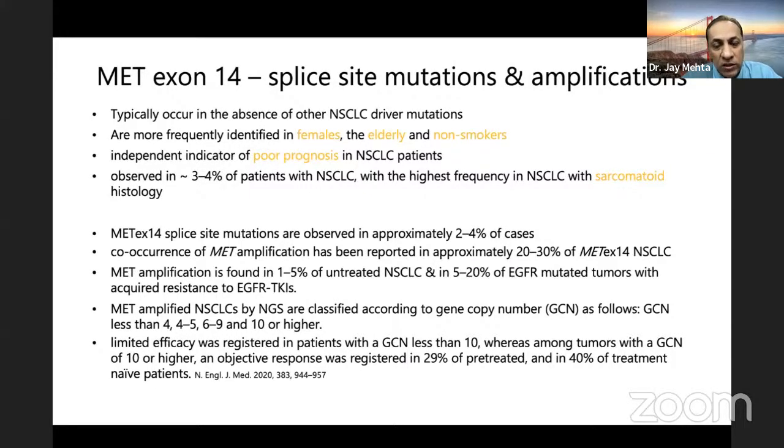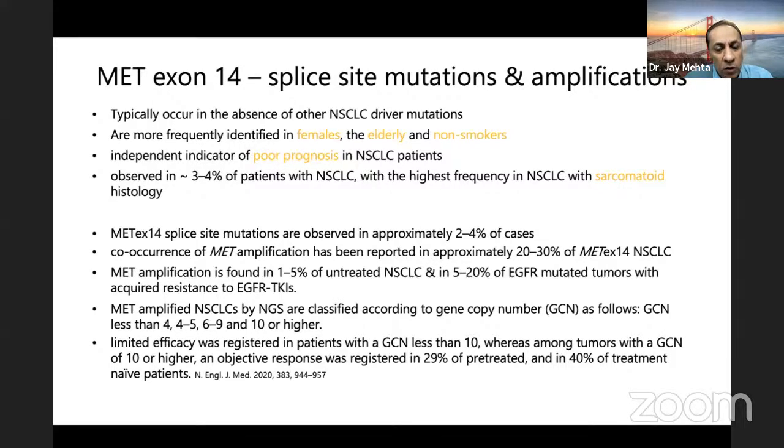But these splice site mutations, which are typically seen in about 2 to 4% of the cases, tend to have coexisting MET amplification also in about 1/3 of the cases. Overall, MET amplification itself is found in about 1 to 5%, but a significantly larger number, almost double or 3 times the number, when you have acquired resistance to EGFR tyrosine kinase inhibitors.